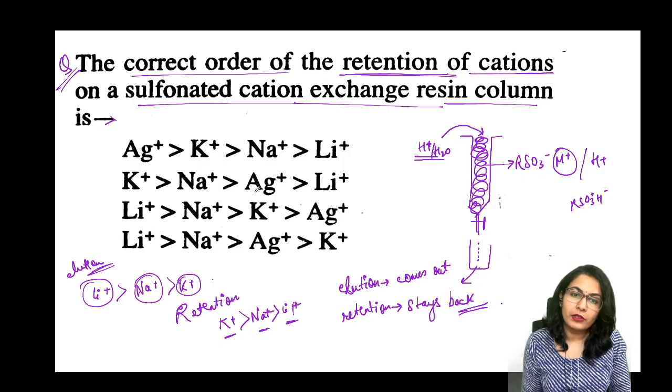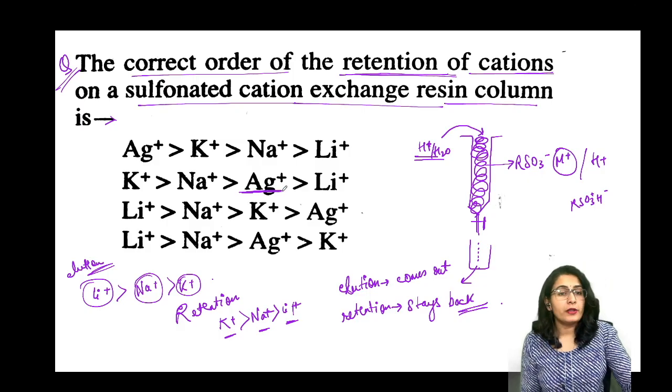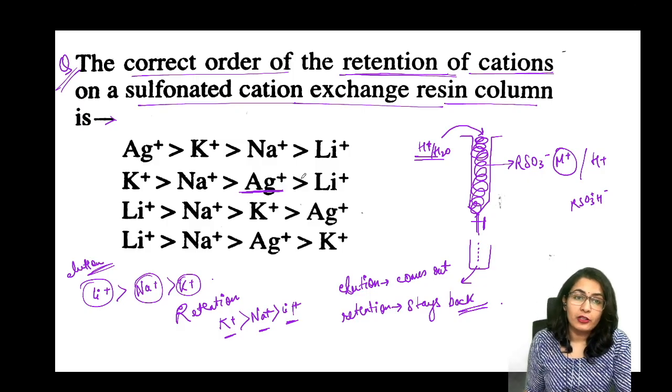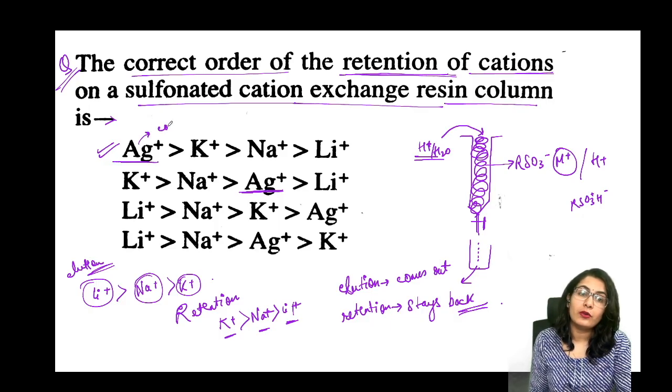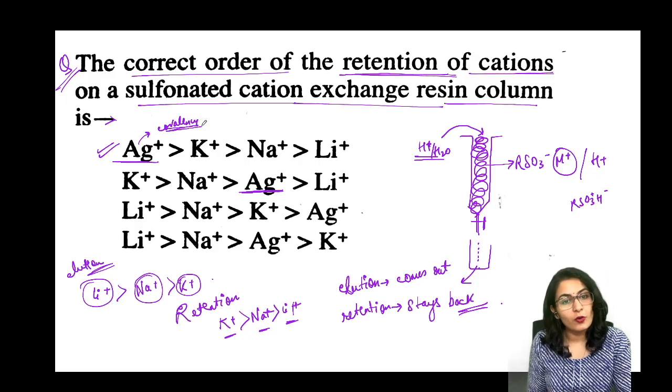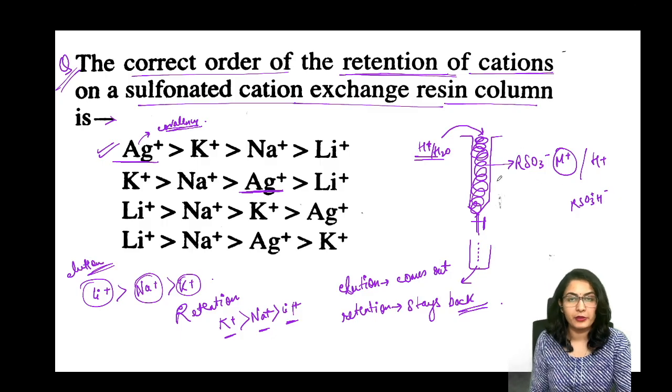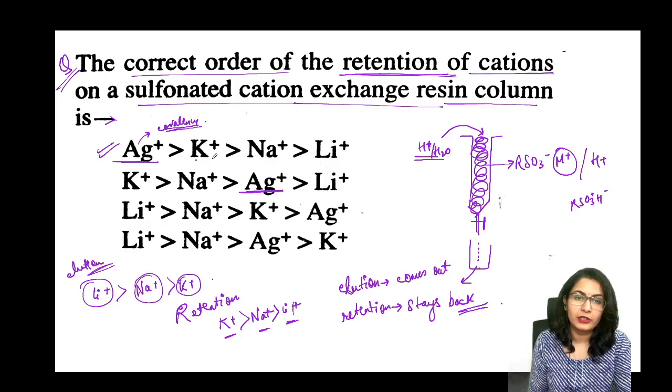What about this silver plus? Silver plus is a D block element, and it has a noble gas configuration, hence it is going to come first. Its retention will be the highest, maximum retention, also because of the covalency. Covalent character means a stronger bond forms between the sulfonic acid and silver as compared to potassium, sodium and lithium. So A is going to be the correct answer.